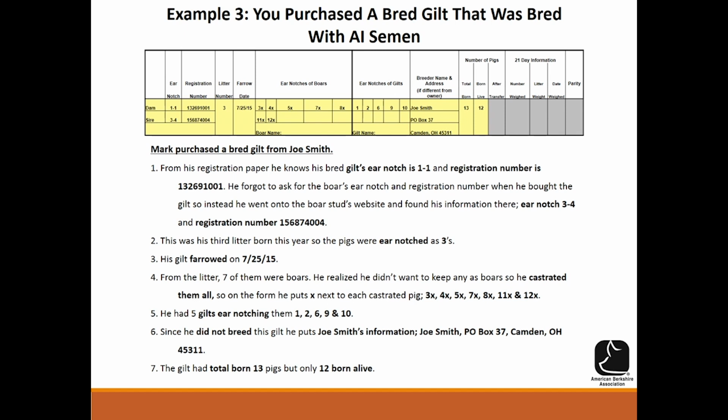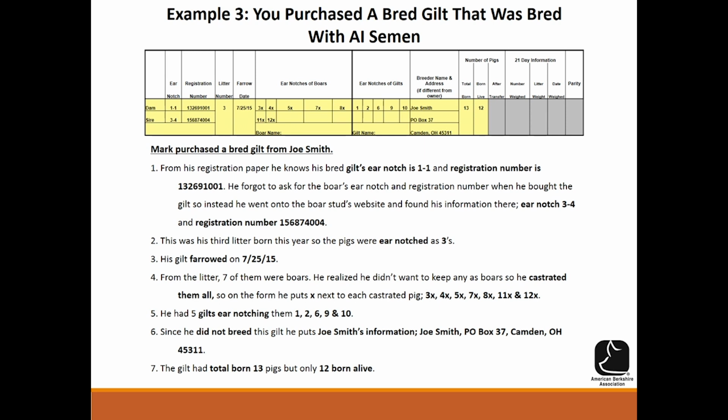This was his 3rd litter born this year, so the pigs were ear notched as 3s. His gilt farrowed on 7/25/2015. From the litter, 7 of them were boars. He realized he didn't want to keep any of his boars, so he castrated them all. So on the form he puts X next to each castrated pig. 3X, 4X, 5X, 7X, 8X, 11X, and 12X.